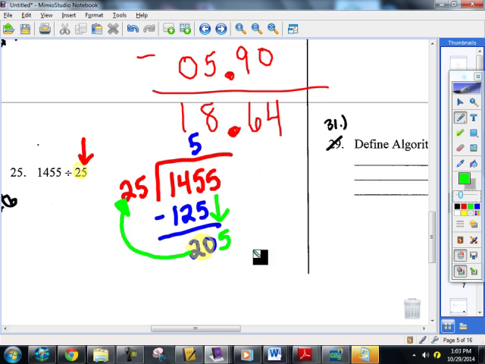Now we do, how many times will 25 go into 205? Now I know 25 goes into 100 4 times, right? So that means 200 how many times? 8. Now I get 58. So then I multiply and I get 200. Now in elementary school, what would the answer be? Remainder 5.